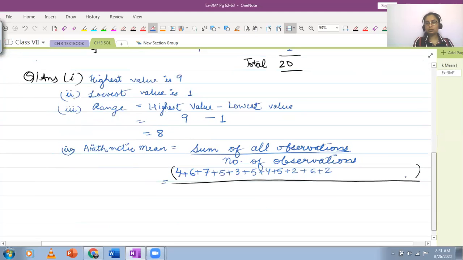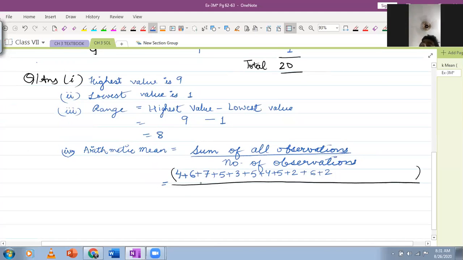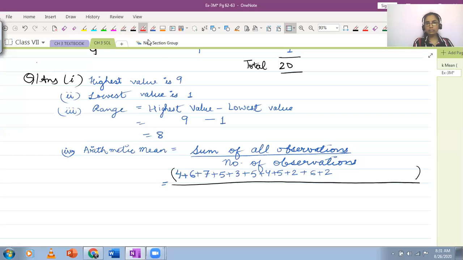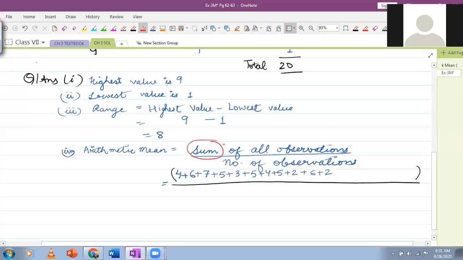That's हम कौन से numbers add कर रहे हैं? जो book में list दी है. For ma'am, this, the total is 100 for the sum.